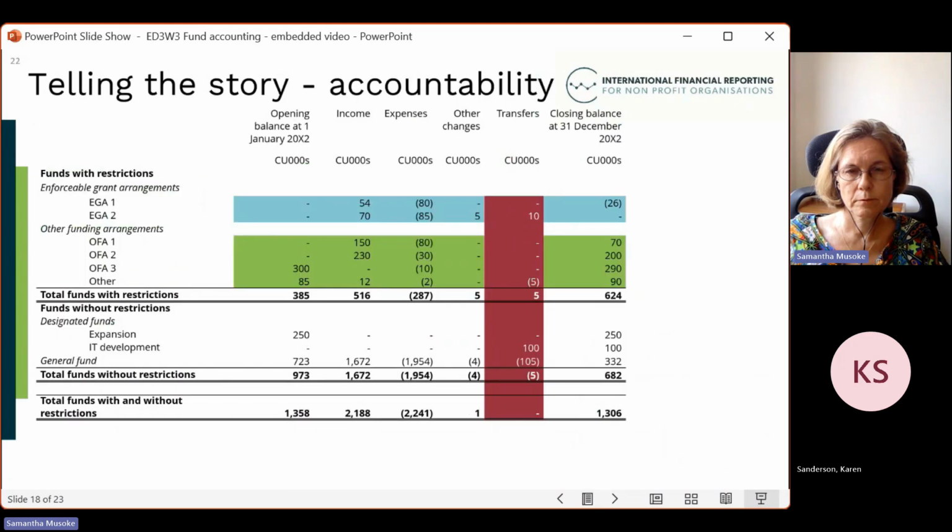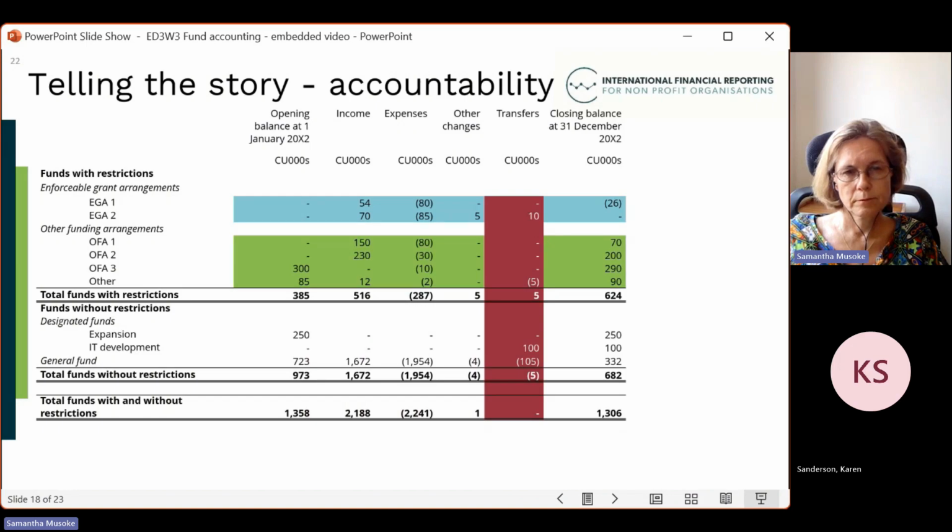The proposed disclosure note shows how the resources in each fund have been used. It has rows for different funds, grouped according to whether they are restricted or not. And it has columns for opening balance, income, expenses, other changes, transfers between funds, and closing balance. This will help to explain timing differences when resources are received in one financial reporting period and used in a subsequent reporting period. This can lead to surpluses in one year and deficits in others.